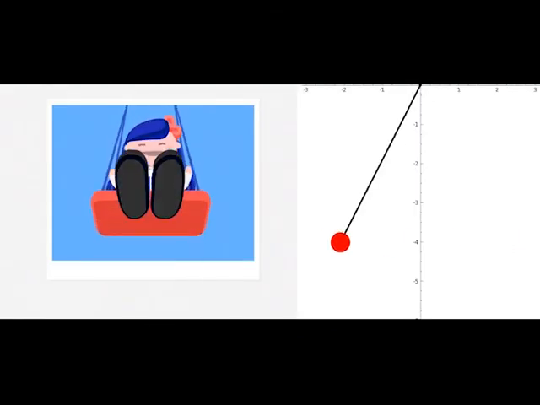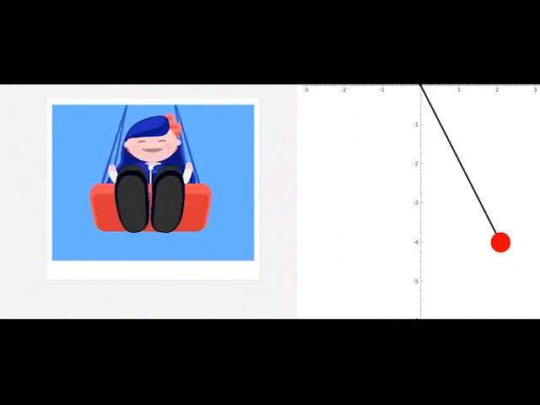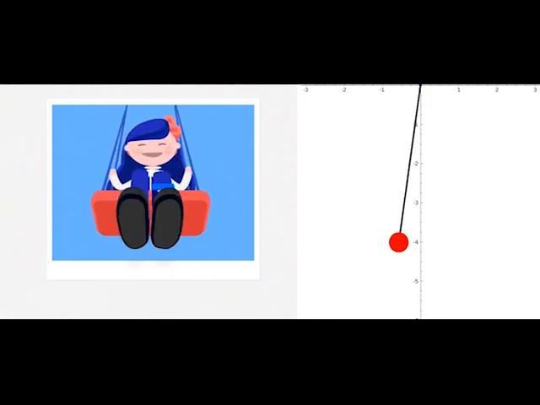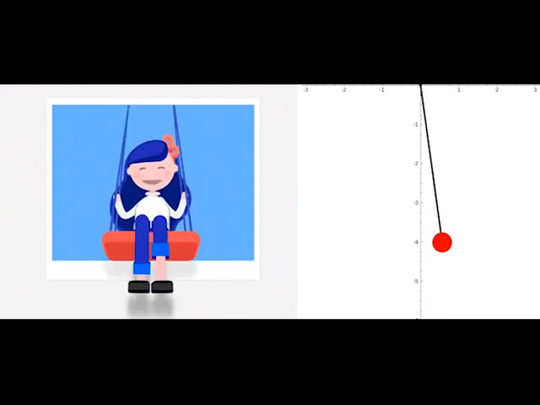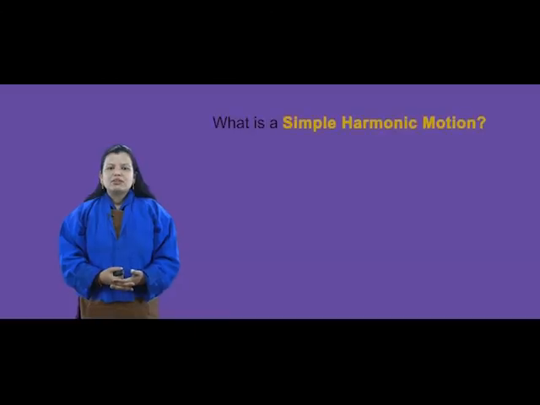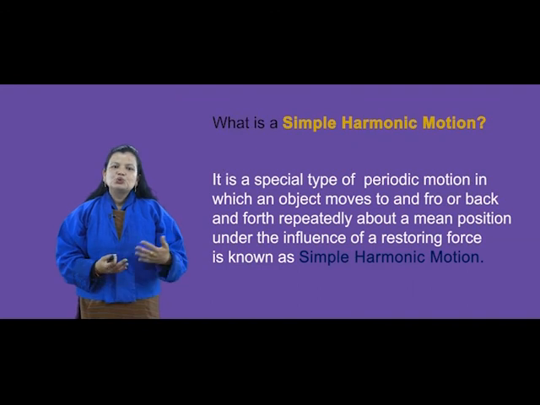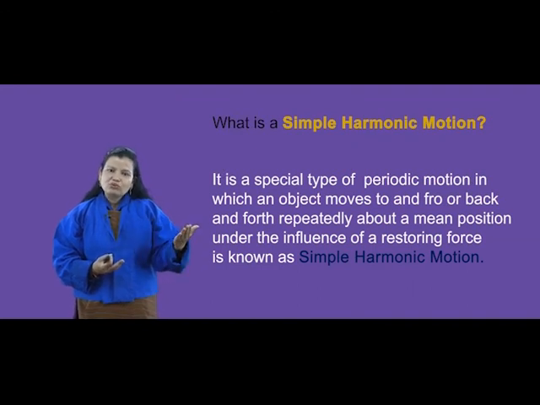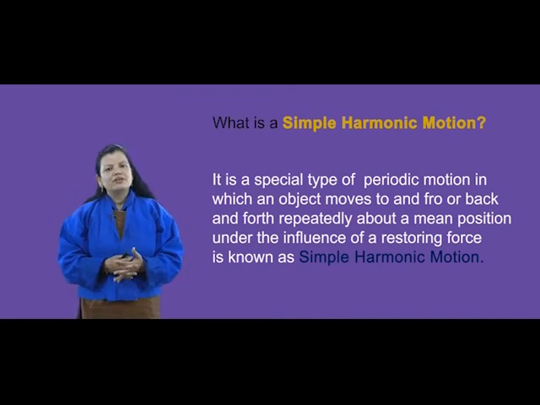Here I have a picture whereby you can see how the motion appears in simple harmonic motion. It is a back and forth motion, or we can call it to and fro motion. The example I have cited here is that of a swing and a pendulum. What is simple harmonic motion? Simple harmonic motion is a special type of periodic motion in which a body executes to and fro motion, or back and forth motion, about its mean position under the influence of a restoring force.